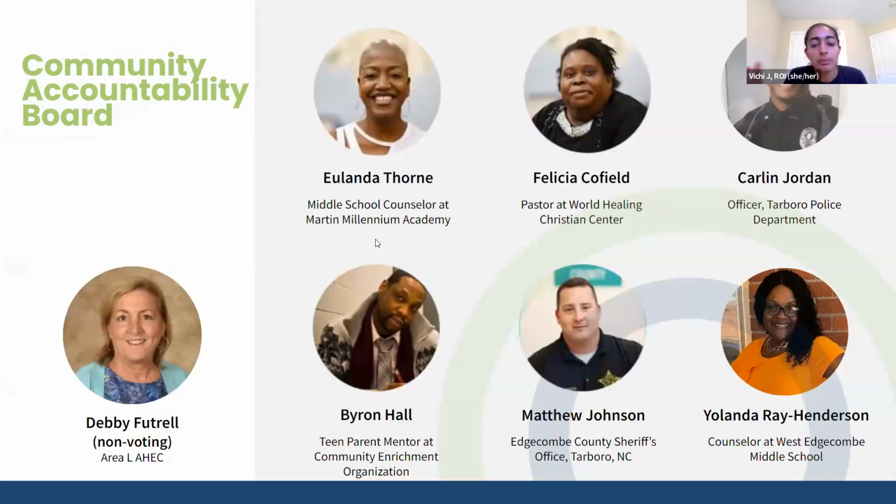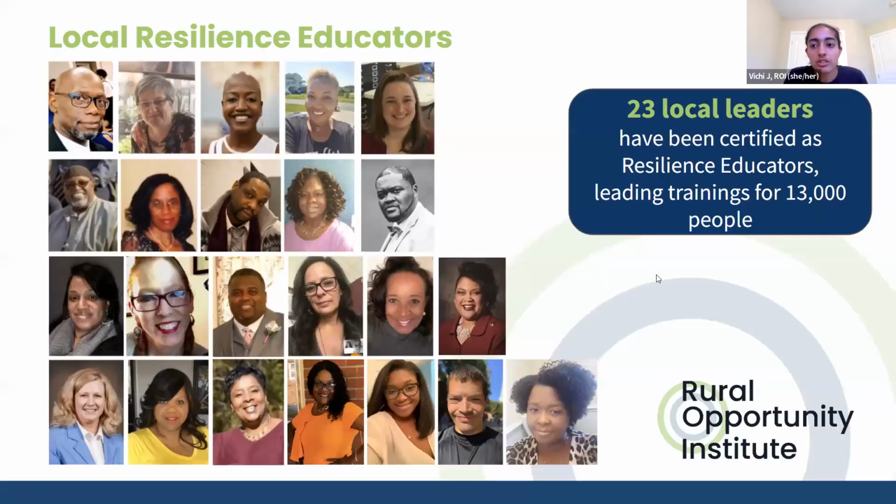And so from that, a couple quick highlights of what we've been able to do. We built a community accountability board. These are residents that were nominated by their peers to hold us accountable to what we came up with from the systems mapping process. We have been able to certify over 23 local community members to deliver a 2-day resilience training curriculum to over 13,000 community members.